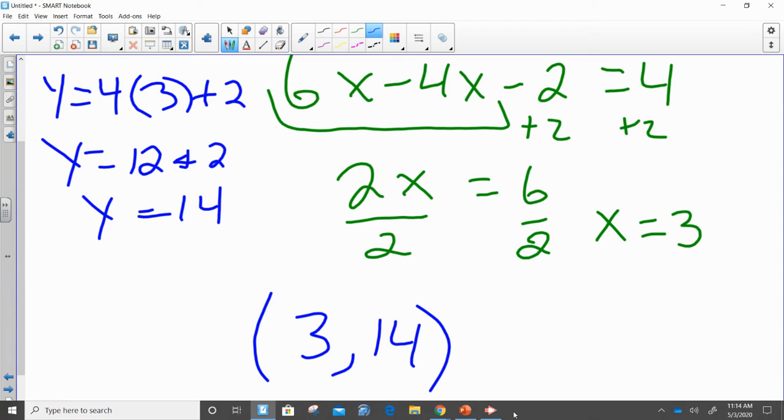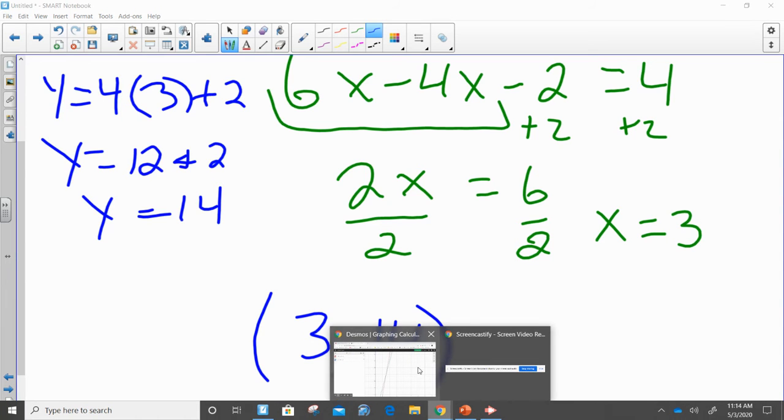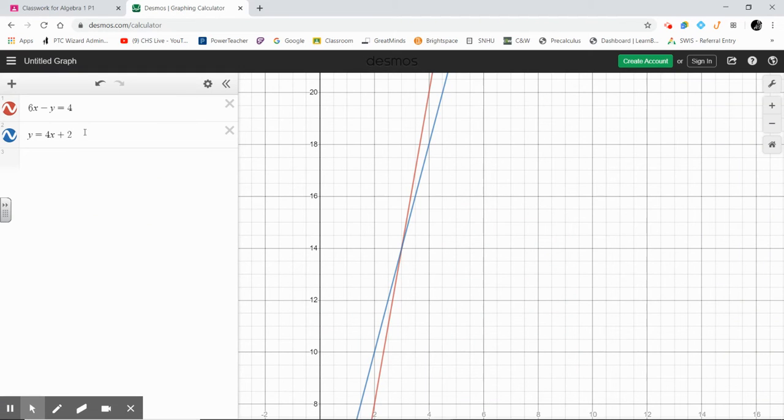And so when I go take a look at the graph of this, I have my 2 equations in, 6x minus y equals 4, and y equals 4x plus 2. The red line is the first equation, the blue line is the second equation, and the solution to a graph is where they intersect. So with Desmos, I can click on the intersection point, and that will tell me it is 3, 14, which is the same thing we got when we solved.